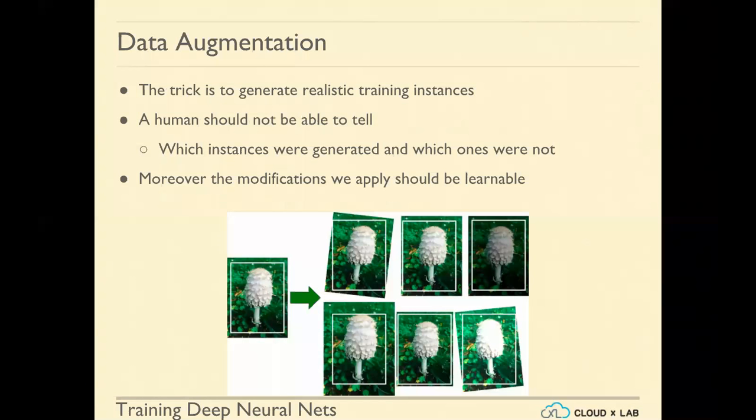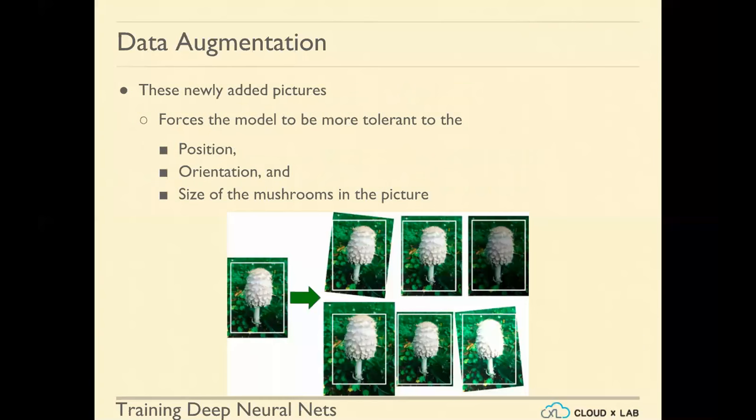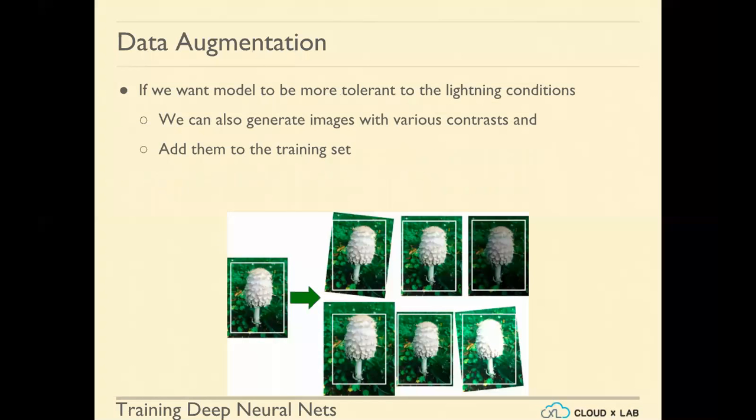We want our model to learn that the image could be tilted a bit, the image could be in a different color, the image could be in a different resolution, and so on. So our model will become tolerant to various variations. This actually improves our overall model's performance. If you want the model to be more tolerant to lighting conditions, we can also generate images with various contrasts and add them to the training set.